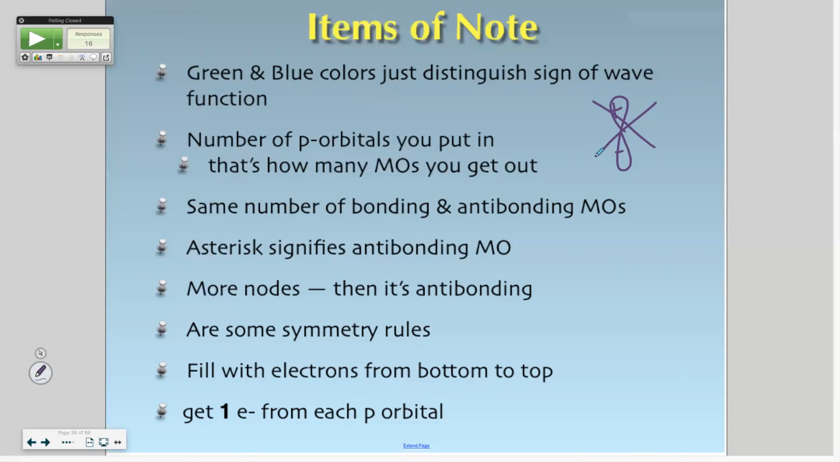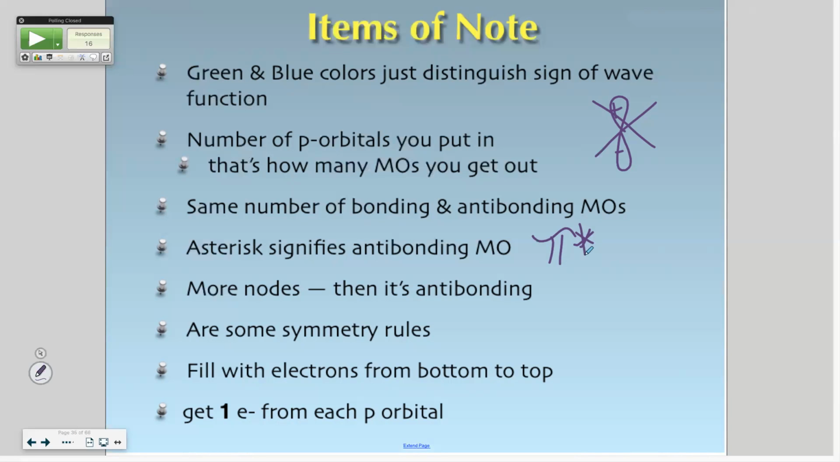If you put in 4 p orbitals, how many molecular orbitals are you going to get? 4. And how many bonding? 2. And how many antibonding? 2. Like I said, we're going to be real systematic about it. The asterisk signifies antibonding molecular orbitals. That's the pi star stuff.